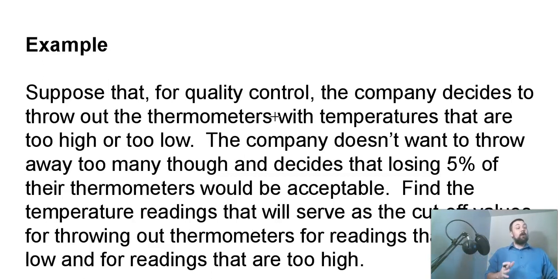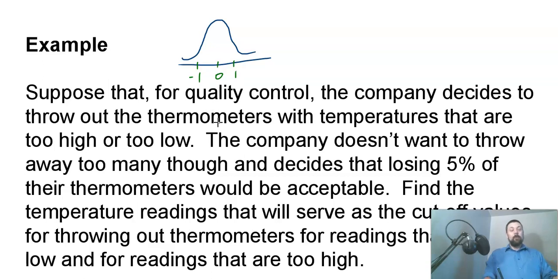The company doesn't want to throw away too many, though, and decides that losing 5% of their thermometers would be acceptable, right? So if you just decide, well, if it's more than 1 degree off, I think we should throw those out, you're throwing away a lot of thermometers, right? So think about this. Here's the normal distribution. 0's in the middle. And if I only want to keep the thermometers that are within 1 degree, so from -1 to +1, you're going to throw away all of these thermometers, and that's actually a big area.